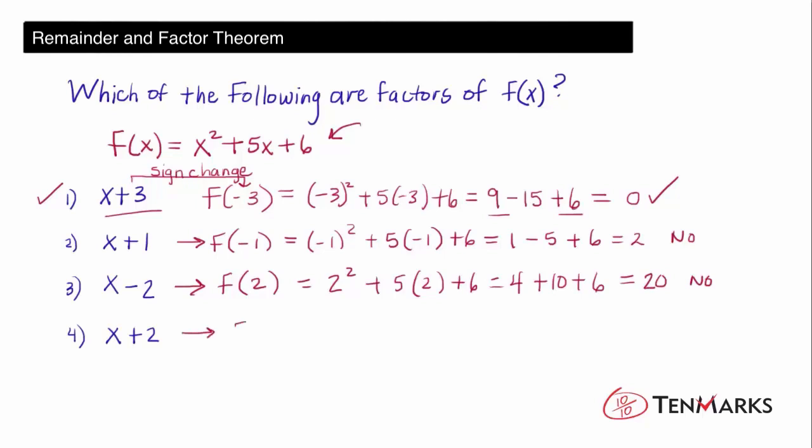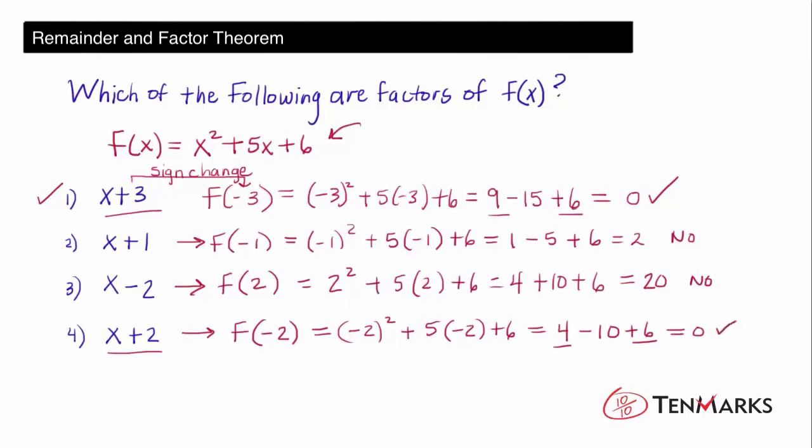And then down to the last one, we've got x plus 2. We've got to evaluate f of negative 2. And that's going to give negative 2, I need those parentheses because of that negative sign, plus 5 times negative 2 plus 6. And that's going to give negative 2 squared is 4. 5 times negative 2 is negative 10, and a plus 6. If I add my 4 and my plus 6, I get 10, and take 10 away, I get a 0. So this one is also a factor. X plus 2 is a factor.